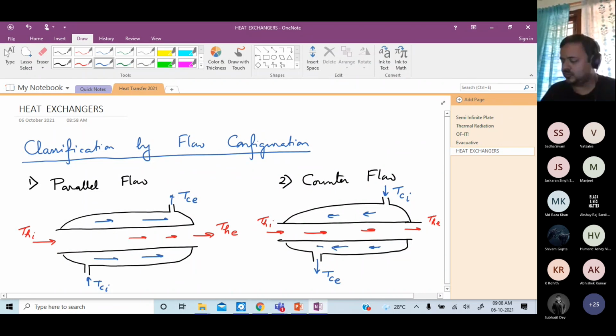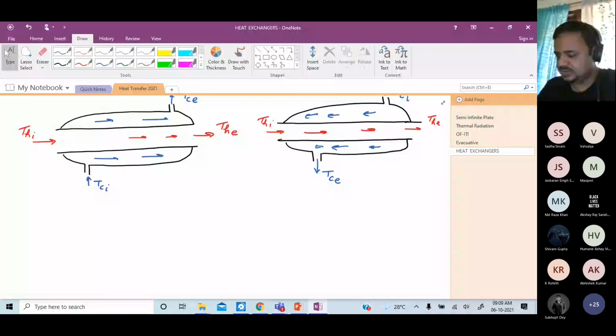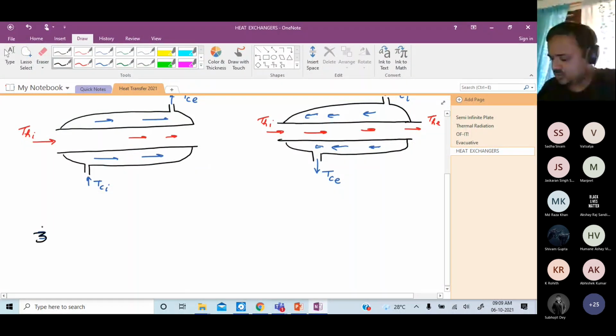the hot and cold streams are in opposite direction, so counter to each other. Earlier it was parallel, either this or this. Now this. Okay, so this is called counter flow. And the third one, as we said, we also saw is cross flow, where they cross with each other, so they're at right angles.